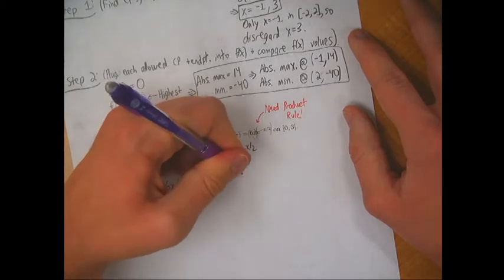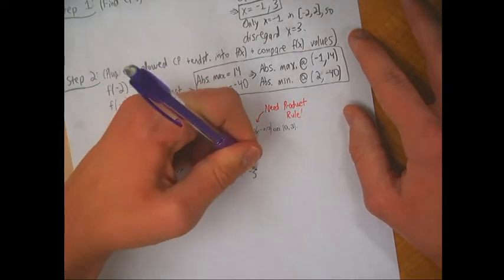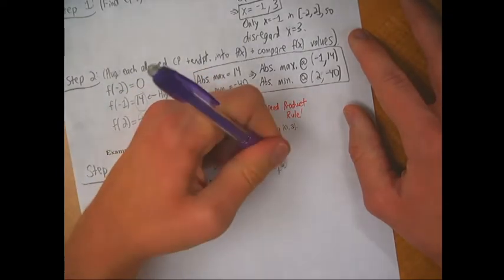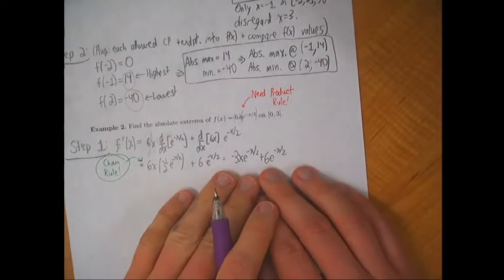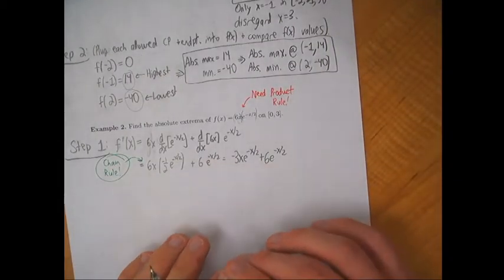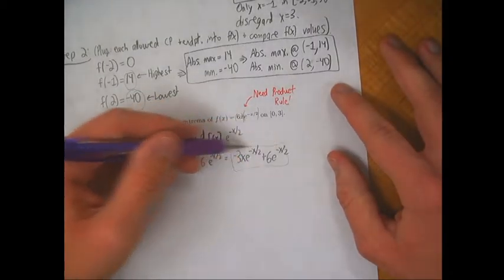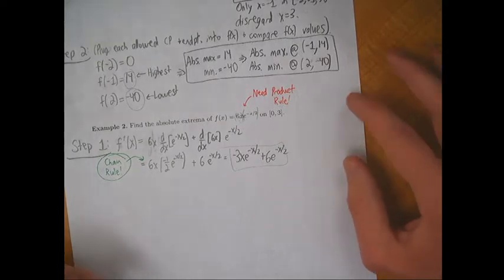So here we have, all right, ultimately we're going to end up with negative 3x times e to the negative x over 2 plus 6 times e to the negative x over 2. So this is going to be our derivative. The nice thing is that, as with example 1, this itself is defined everywhere, so we only care about setting this equal to 0.